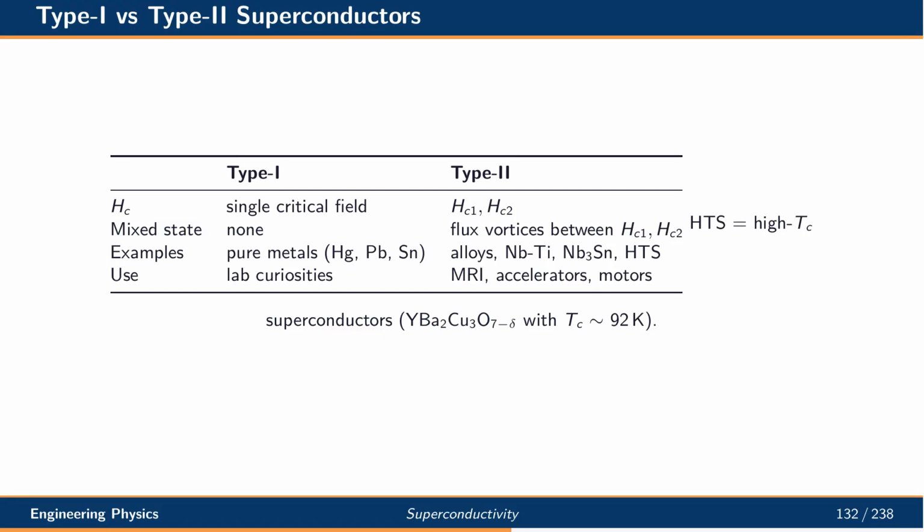Superconductors come in two types. Type 1 superconductors have a single critical magnetic field and no mixed state. Pure metals like mercury, lead, and tin are type 1 and are mainly of historical interest. Type 2 superconductors have two critical fields, with a mixed state of flux vortices between them. Alloys such as niobium titanium and niobium 3 tin, as well as high-temperature superconductors like yttrium barium copper oxide, are type 2. These are the materials used in MRI magnets.